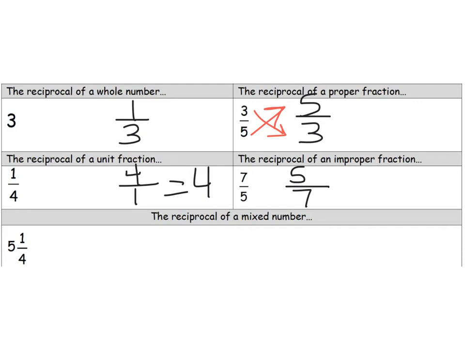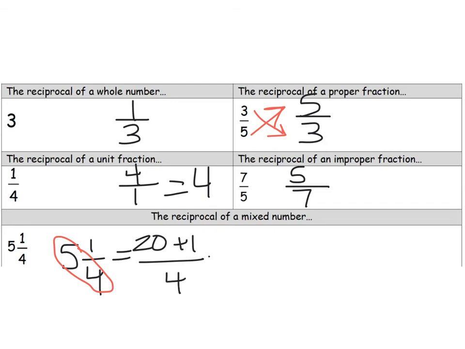Now we want to find the reciprocal of a mixed number. So we are given 5 1/4. Before we do anything, we want to change that mixed number into an improper fraction. So given 5 1/4, we're going to multiply the denominator by the whole number, which gives us 20. And then we're going to add that to the numerator, keeping it above the original denominator, which gives us 21 over 4.